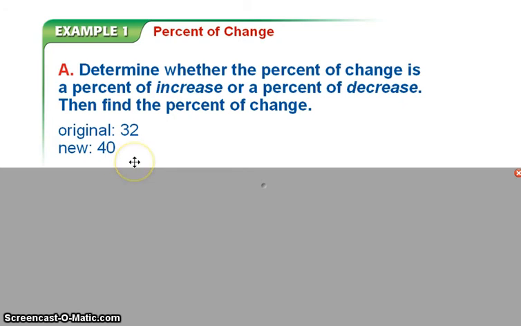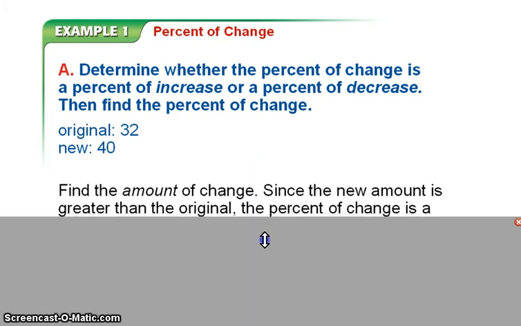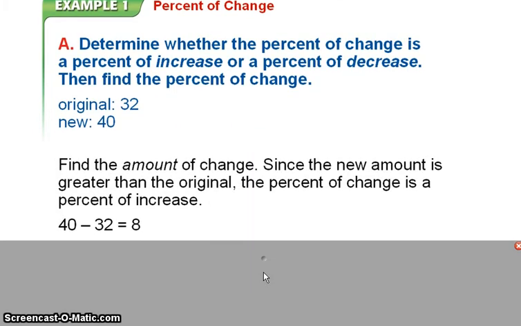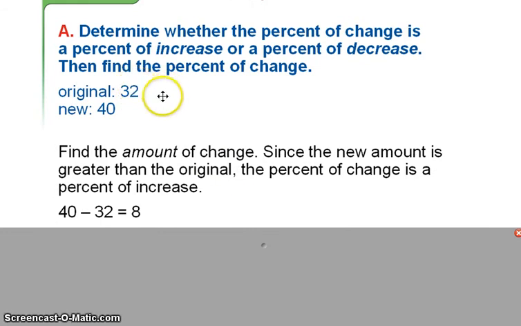And what they want us to do next is find what percentage that is. What percent of it is increasing? So here's what we're going to do. The first thing we need to do is find the amount of change. We're going from 32 to 40, and the amount that it is changing is 8. So what you're doing is taking 40 minus 32, and it's 8. That is your amount of change.